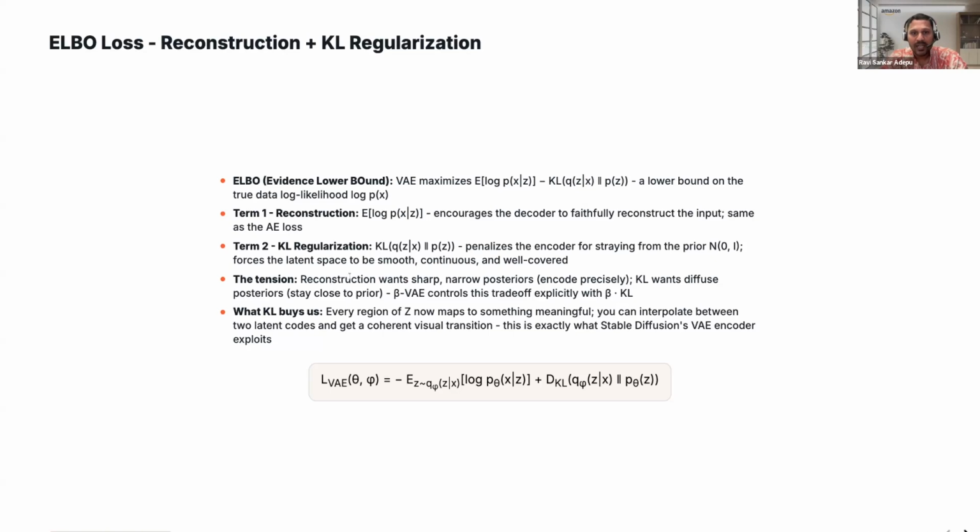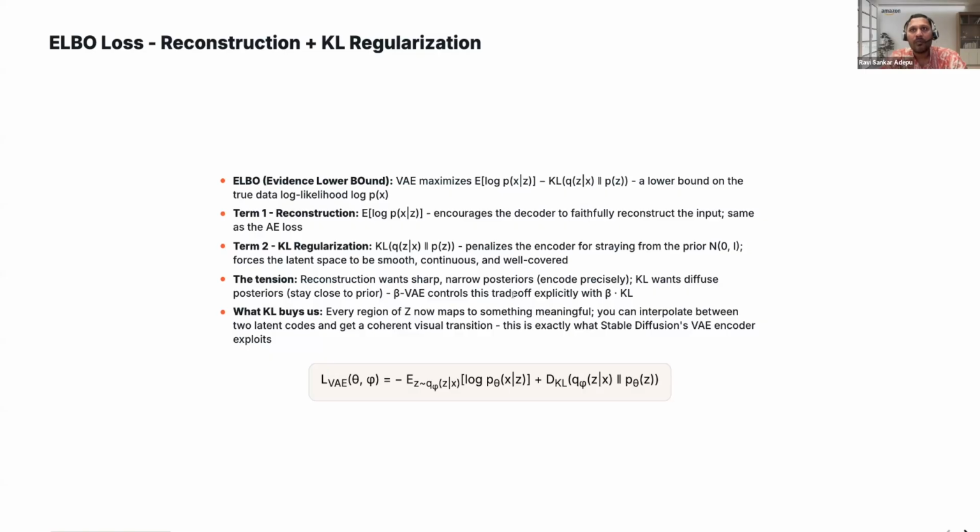So now there's a tension, right? At the heart of it, the reconstruction wants sharp, confident, and narrow distributions. Basically, it wants to collapse back into a single point so it can copy the input perfectly. The KL term wants the opposite. It wants to spread out, stay close to the prior, and overlap with your neighbors. So the model has to balance these two.